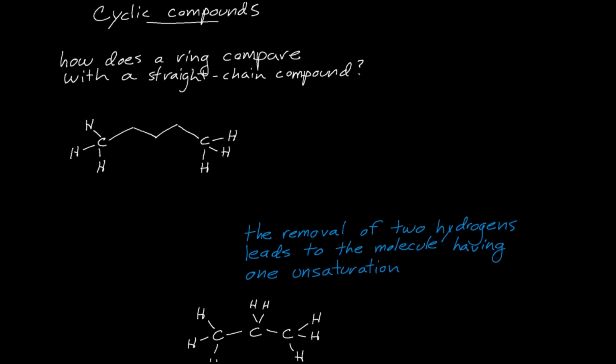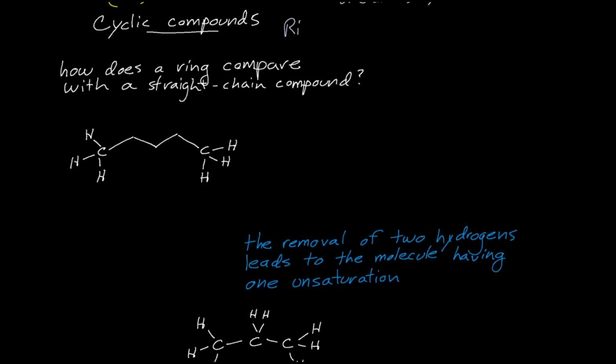Next topic is cyclic compounds, or rings. How does a ring structure compare with a straight chain compound? Say we wanted to make a ring out of a 1, 2, 3, 4, 5, out of a pentane. In order to make the ring, because carbon can't have more than 4 bonds, we have to remove 2 hydrogens. If we remove 2 hydrogens, then we can form a bond between the 2 carbons here to make a ring. That ring will be a cyclopentane.